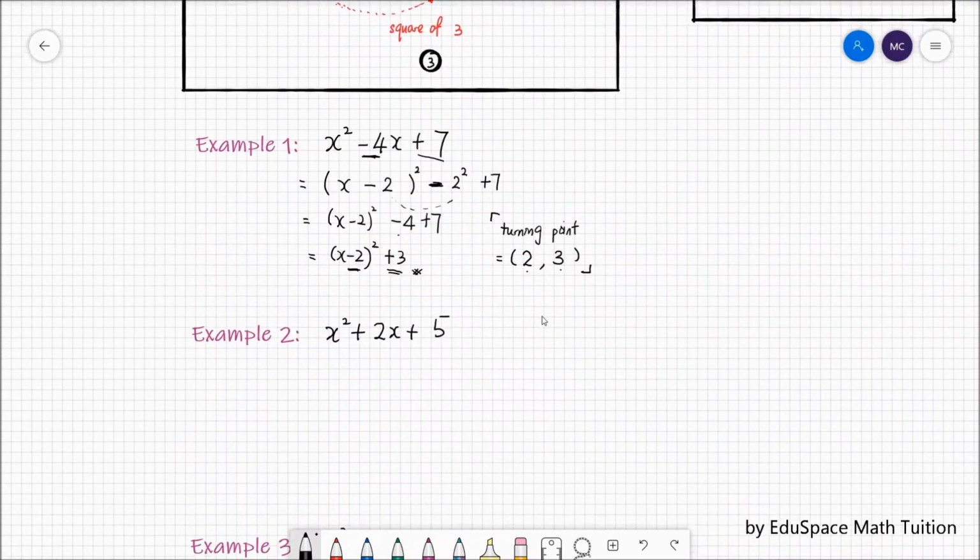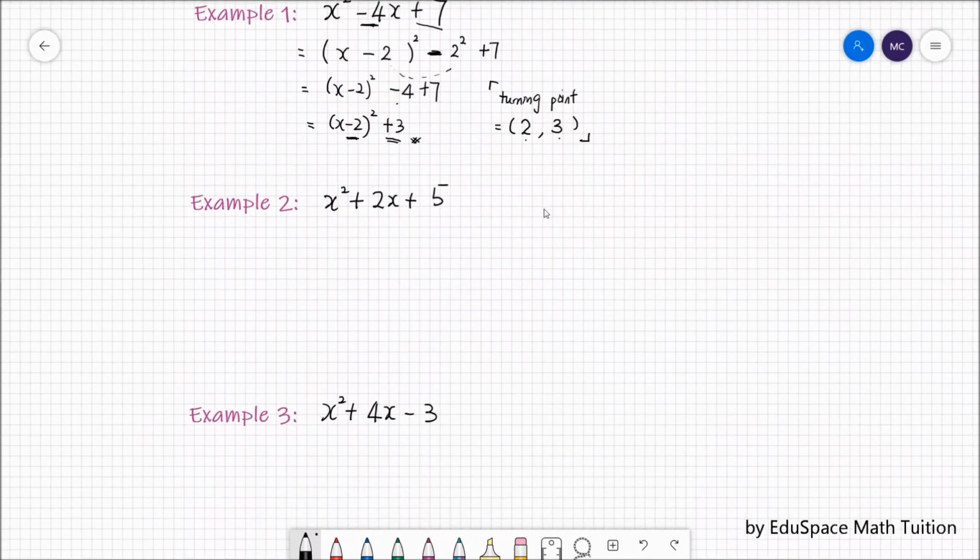Okay, let's look at the second example. We have x² + 2x + 5. So we start off again with a bracket and then square, and then we put an x here. Step number 1, we need to make sure this whole thing is divided by 2, so therefore I have a plus 1 now. Step number 2, I must minus no matter what. Step number 3, I will do the 1 squared. Step number 4, I will just drag down the last term completely, which is a positive 5, down there. Then I just have to simplify. This is (x + 1)² - 1 + 5. So therefore my final answer is (x + 1)² + 4.